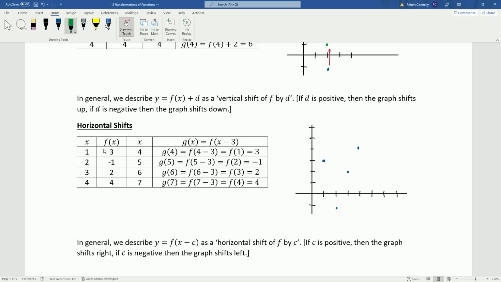Now, what we're going to do is actually look at different x values here, because keep in mind, what's changing here is the input of the function. So we need to look at how the behavior affects the input, the x value. So if I was to instead look at x is 4, g of 4 is f of 4 minus 3, which is f of 1. So in other words, you get the same y value that you got over here, which is 3. So when x is 4, y is 3.